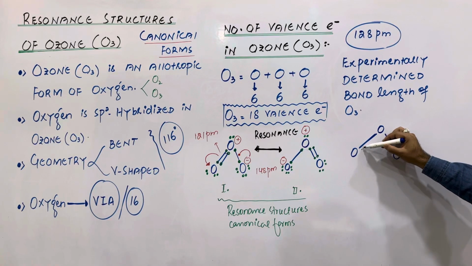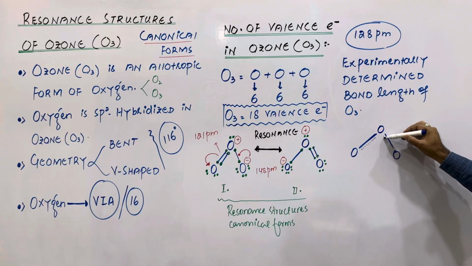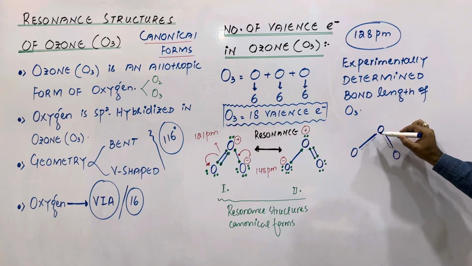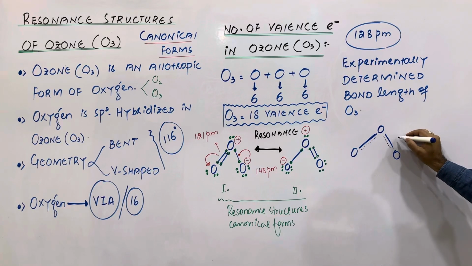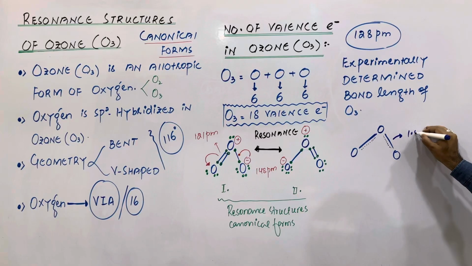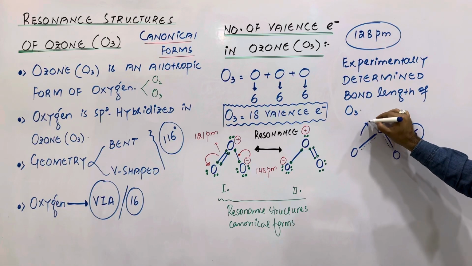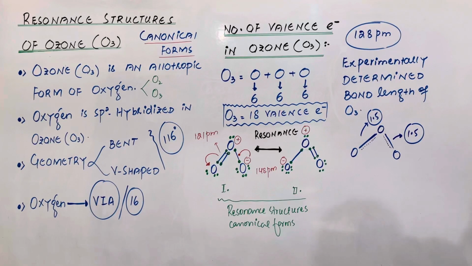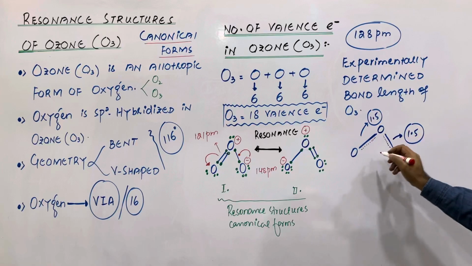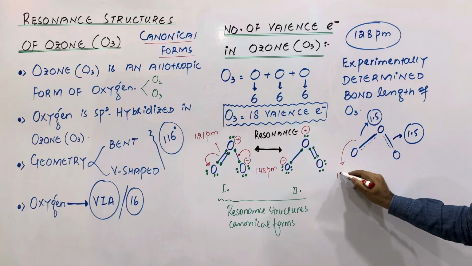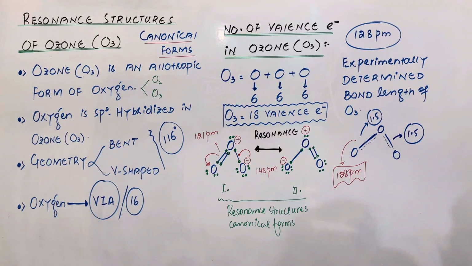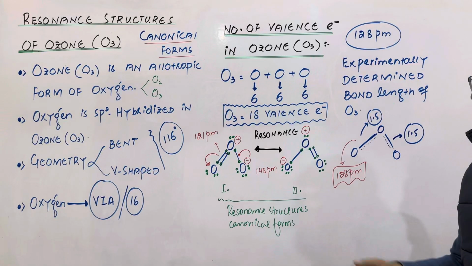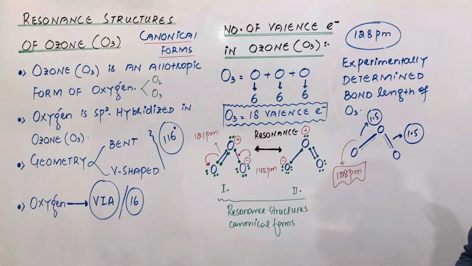So one bond is shown with a solid line, the other bond is shown with a broken line. This solid line shows a complete bond, while this broken line shows a half bond. So the bond order is neither 2 nor 1, rather the bond order of both these bonds is 1.5. And because the bond order is 1.5, it is neither a double bond nor a single bond. So the bond length should be in between the bond length of the oxygen-oxygen double bond and oxygen-oxygen single bond, that is 128 picometer. It is neither 121 nor 148.